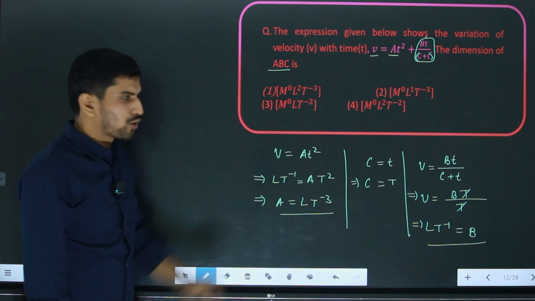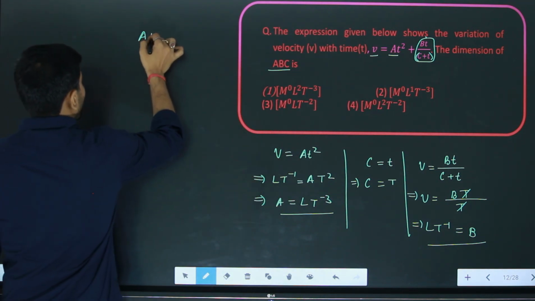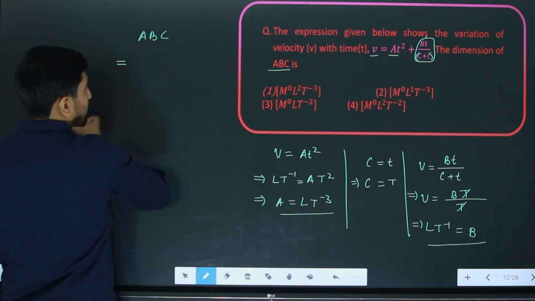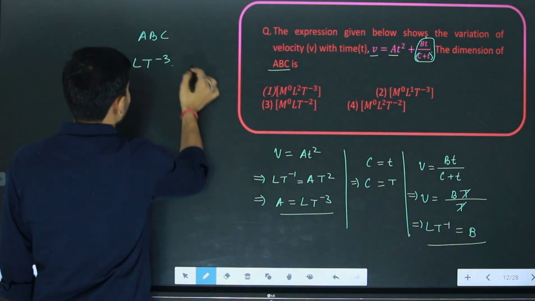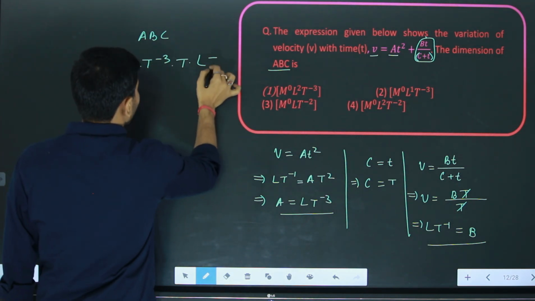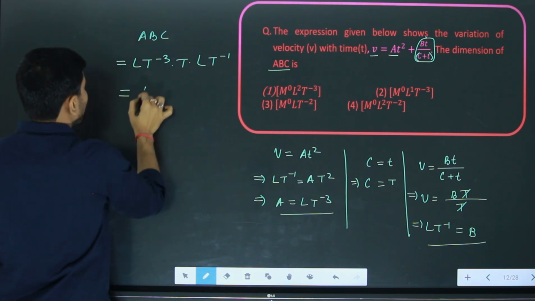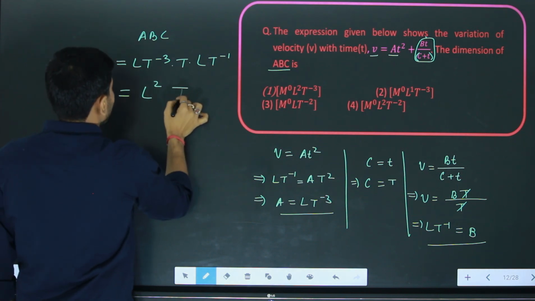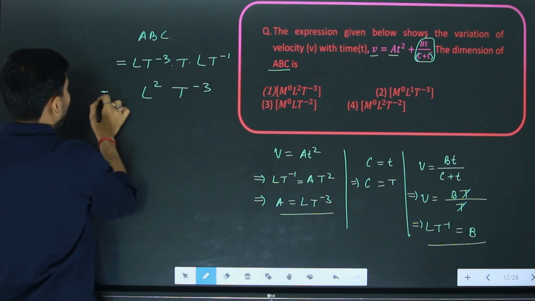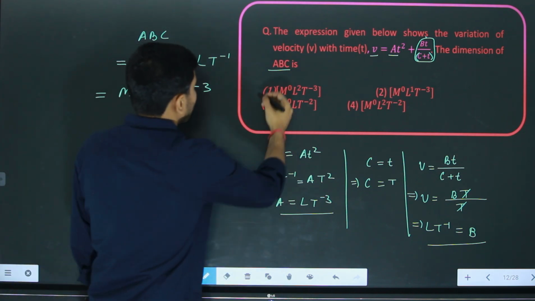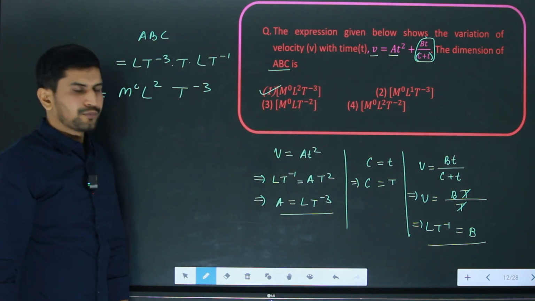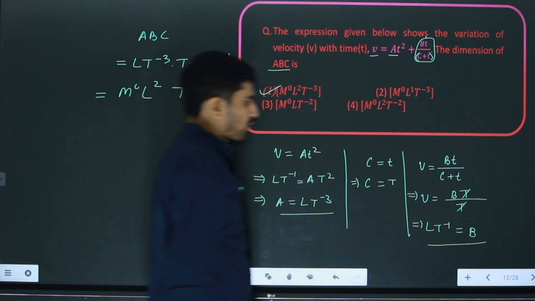Now let's take the product of ABC. So A, B and C, if I take the product, this will be equal to L T minus 3 multiplied with T multiplied with L T minus 1. So this will be L squared T minus 3. Since we do not have M, we will simply put M power 0. Therefore, option 1 is the correct one. Okay. Let's move to the next question.